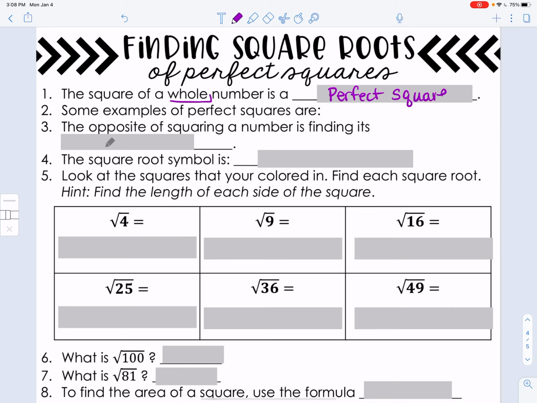And I want you to note that this is whole. This means it has no decimals, it has nothing like that. It's your perfect squares. So that means, like number 2 wants us to give some examples of perfect squares.